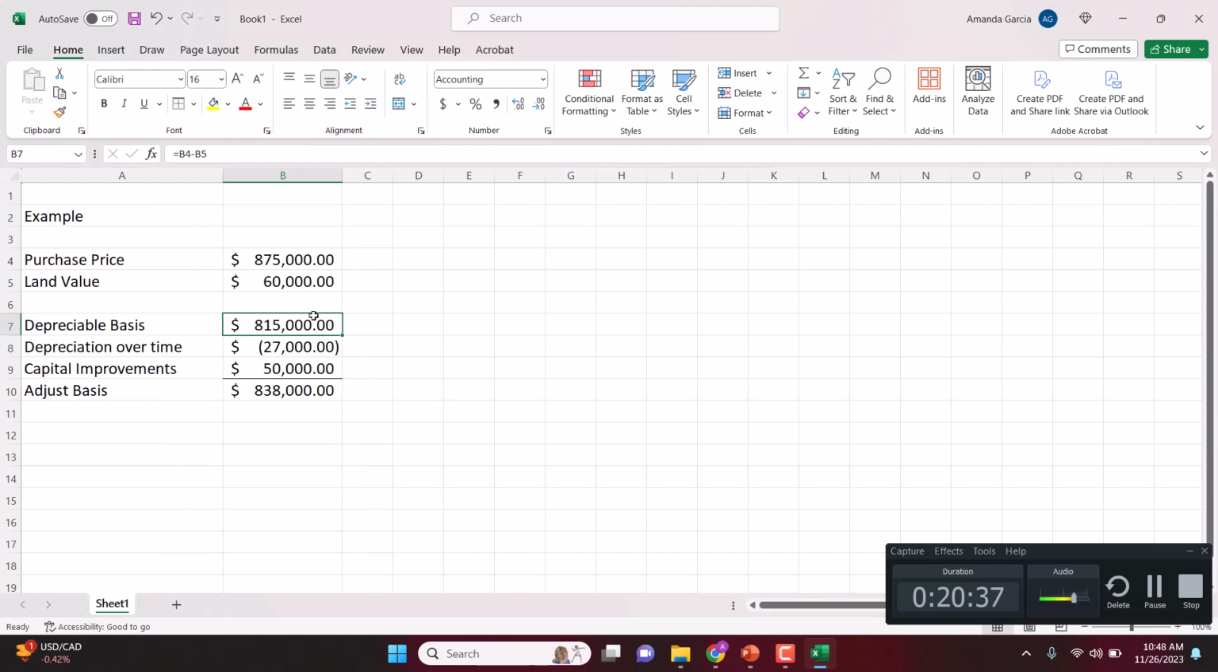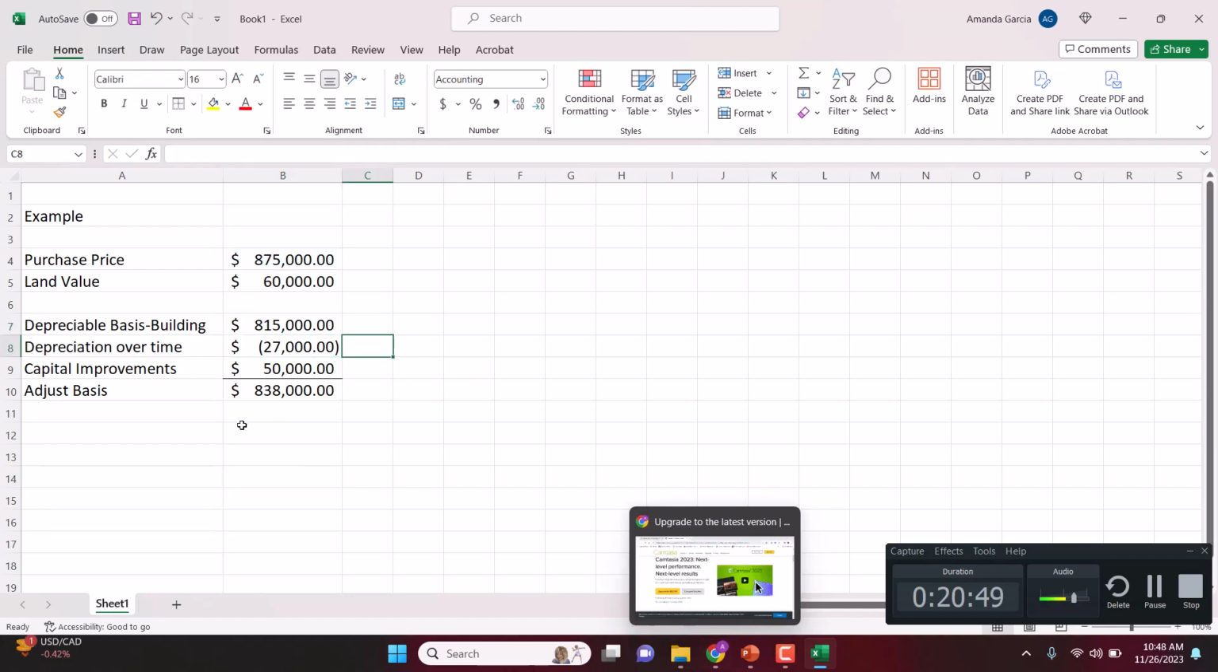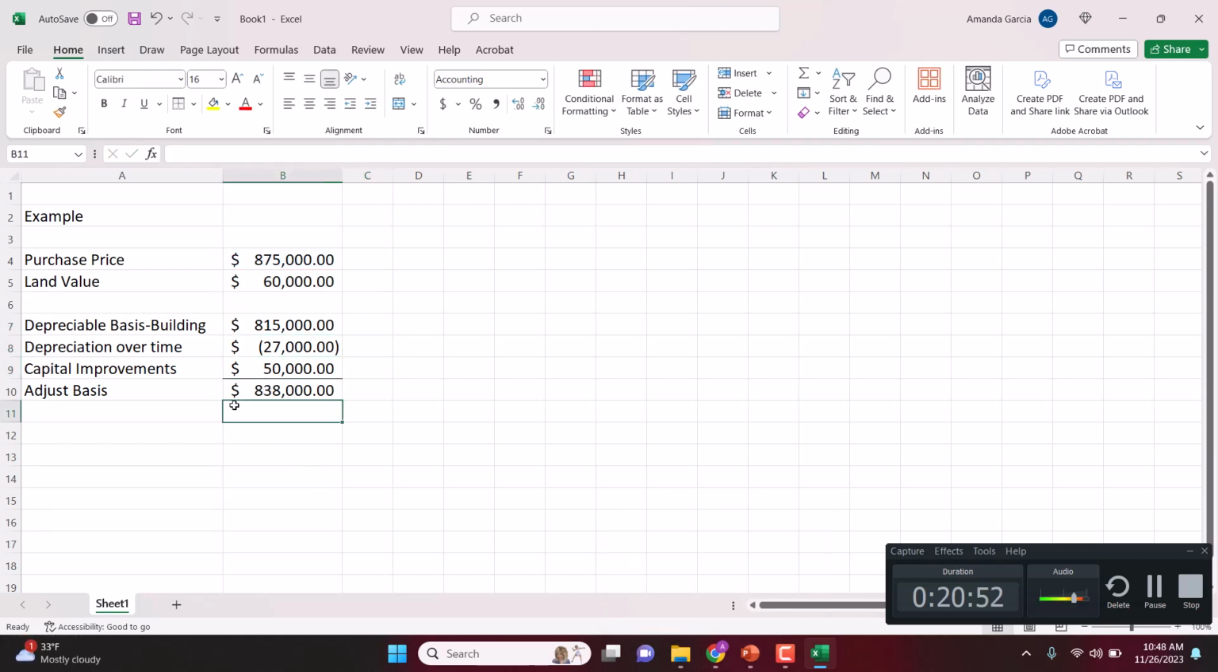So we take depreciable basis, which is the building, right? Which is purchase price minus land. We take depreciation over time, so that subtracts, and we add capital improvements. So current adjusted basis of the building is 838,000.